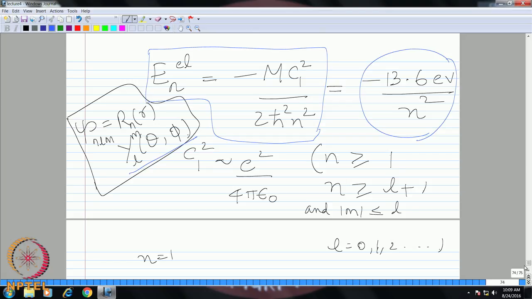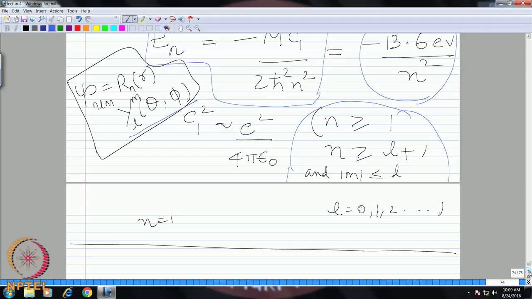These are the constraints on the quantum numbers. n should be greater than or equal to 1. n is related to the quantum number L through this expression here, and the quantum number L is related to m through this expression. Therefore, let us work out all the different quantum states, starting with the case n equal to 1.